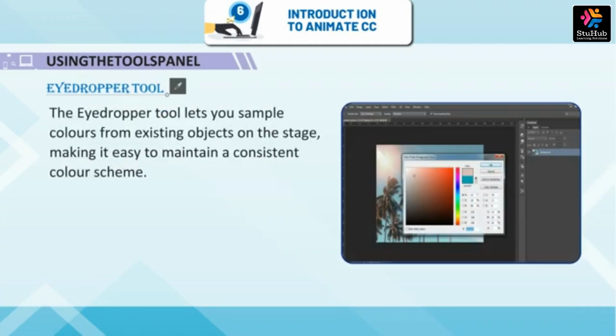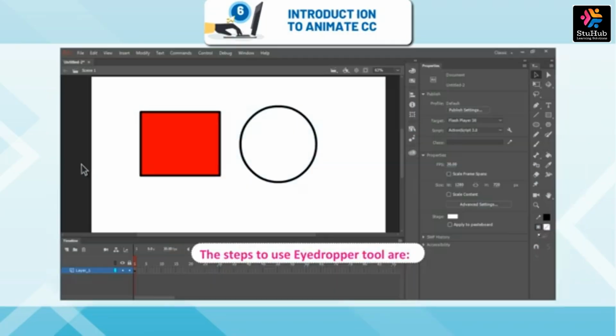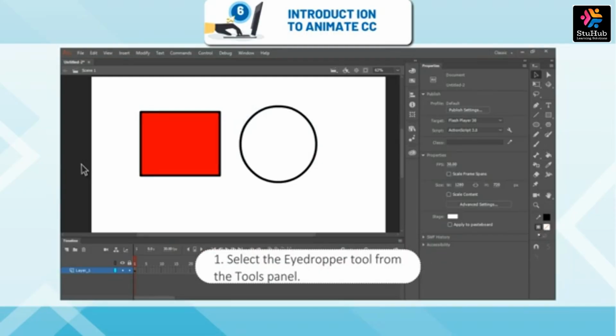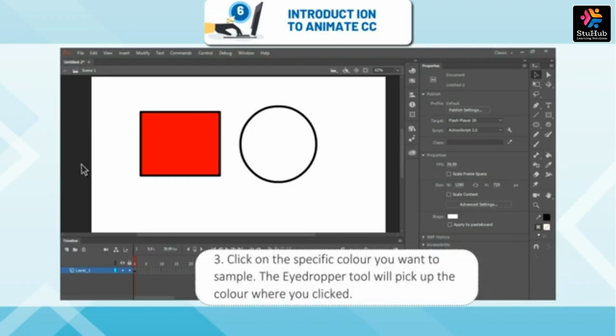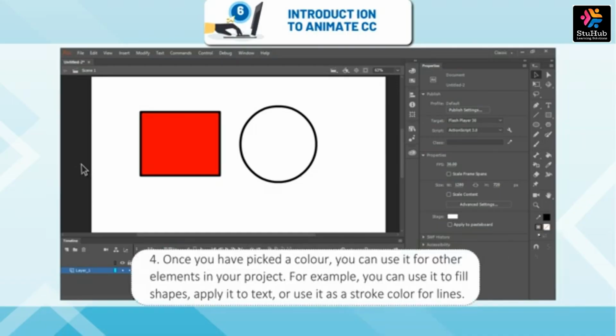Eyedropper tool. The eyedropper tool lets you sample colors from existing objects on the stage, making it easy to maintain a consistent color scheme. The steps to use the eyedropper tool are: select the eyedropper tool from the Tools panel. With the eyedropper tool selected, move the cursor over the canvas, the stage, to the area where you want to pick a color. Click on the specific color you want to sample. The eyedropper tool will pick up the color where you clicked.